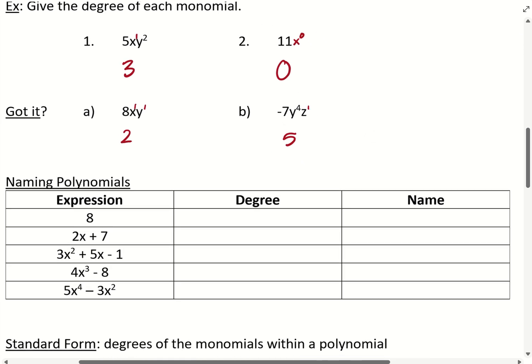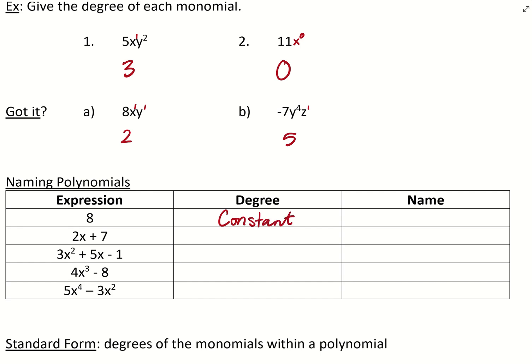Okay, so you will need to know these. They do show up on your test, so make sure that you know them. The degree for 8 is going to be a constant, right? And we've talked about that before. Okay, when the degree is 0, all right, that is a constant. And that is called a monomial, as we just talked about as well.